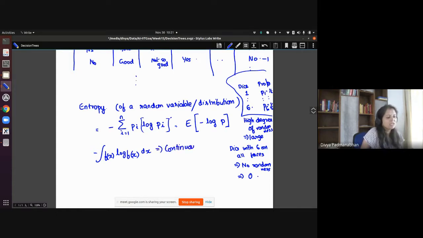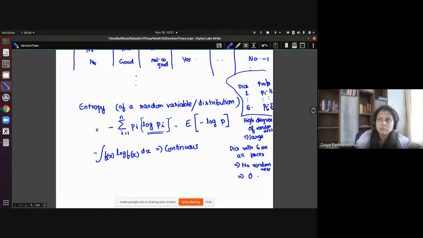So what actually is happening is this log pi is giving you a sense of how many bits you need to represent that random variable. This notion of entropy comes from communication networks, where you're trying to send some information in a channel, and you want to see how many bits are needed to represent that.